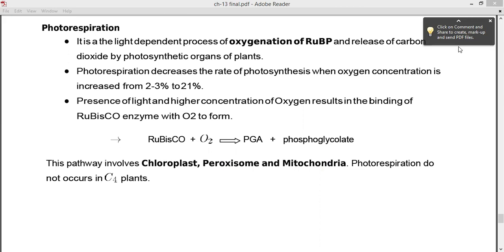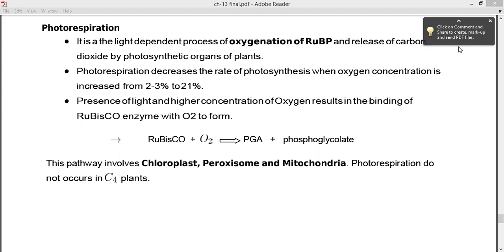So this pathway involves three organelles. The first is chloroplast, the second is peroxisome, and the third is mitochondria. This can be asked in an MCQ, that which are the organelles involved in the photorespiration pathway. So that is chloroplast, peroxisome, and mitochondria.